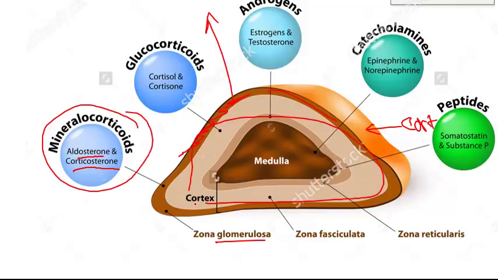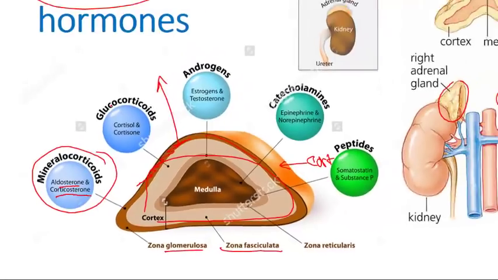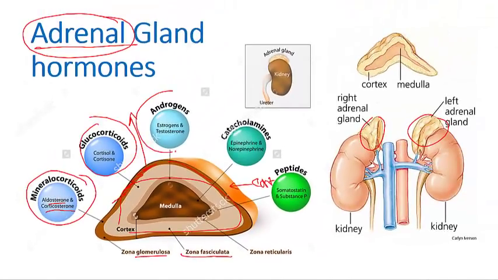The second one, the zona fasciculata, starts secreting glucocorticoids and androgens together. These glucocorticoids include cortisol and cortisone, and the androgens stimulate androgenic functions. We will see the function of these later, but let's say the third one is the zona reticularis.